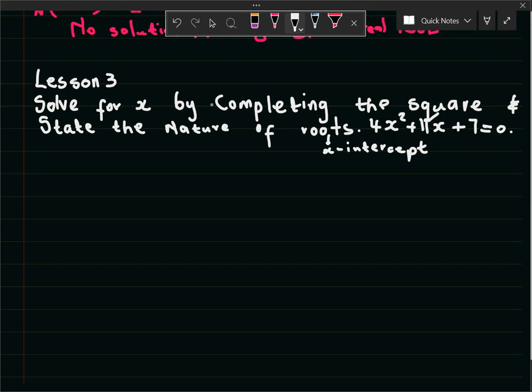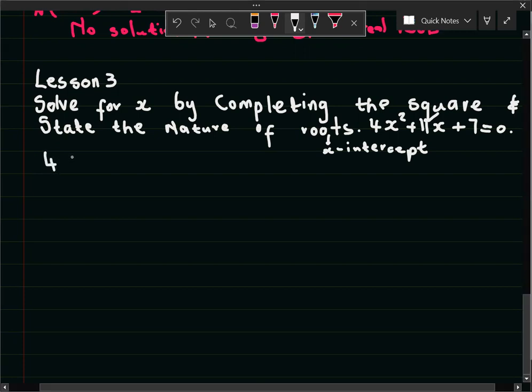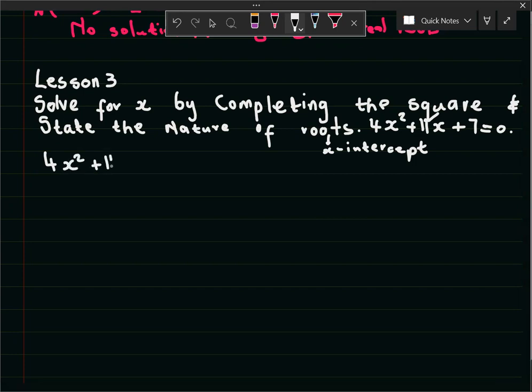So here they want us to solve for x by completing the square and stating the nature of the roots. Okay, so we are given 4x squared plus 11x plus 7 equals 0.